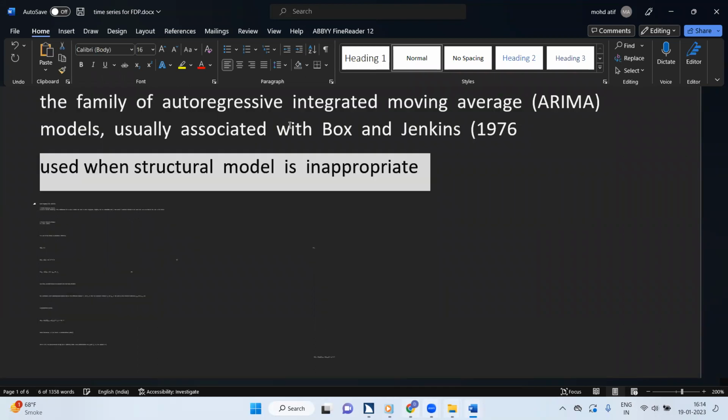And when do we use them? When the structural model is inappropriate, means we don't have proper explanatory variables. We do not know what are the variables which influence our dependent variable. When we do not know, there is no theory, no reasoning, then what we can do, we can try to forecast a variable on the basis of its past values.